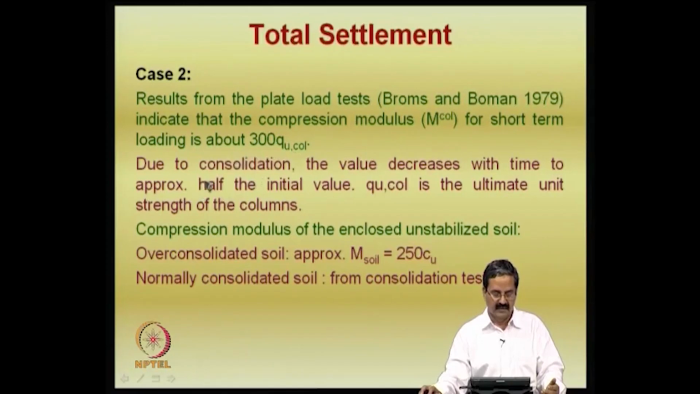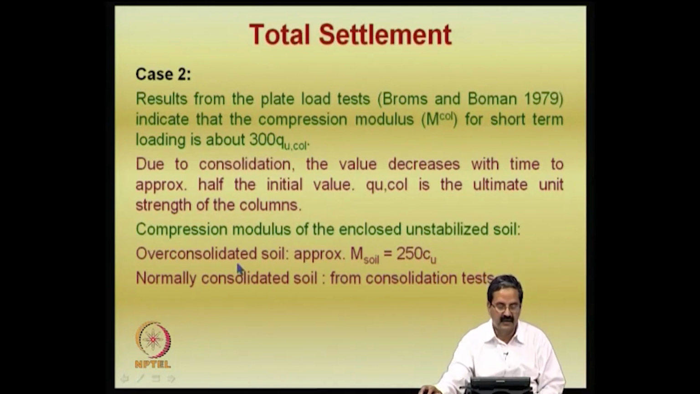So, due to consolidation, the value decreases with time to approximately half the initial value. QL is the ultimate unit strength of the columns. The compression modulus of the enclosed unstable soil can be obtained as this. This is another simple equation in the case of normally consolidated soils: M soil is 250 times Cu. So, even for normally consolidated soils you can get some expression.